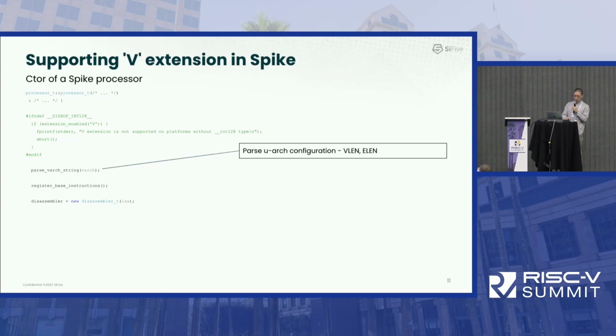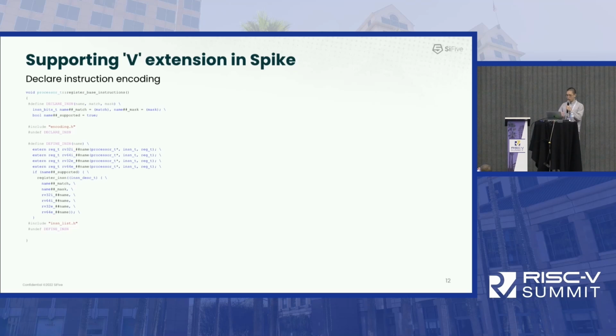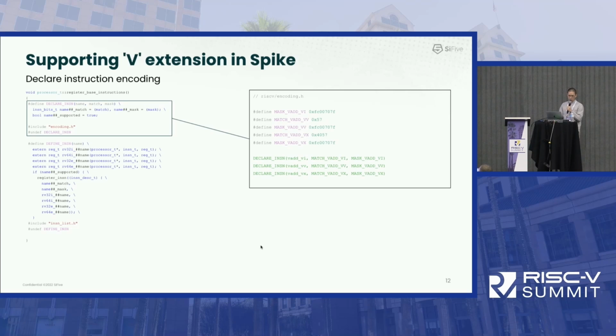And after the microarchitecture string parsing, we have the register-based instruction function, which is responsible for declaring the instruction encodings and instruction logics. Well, as you trace into the same function, you can see that there are macros right here. The DECLARE_INSN macro expands the instruction mnemonics and their corresponding encodings defined under encoding.h.